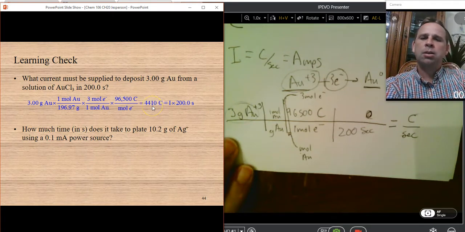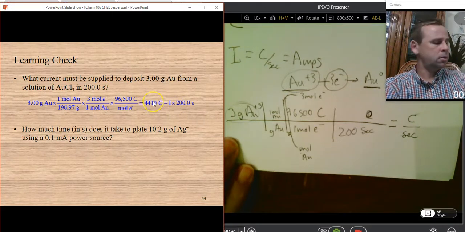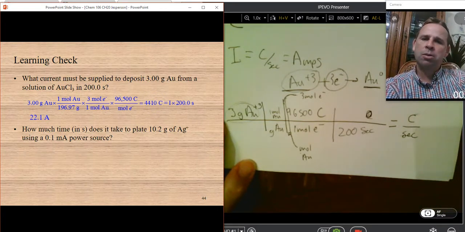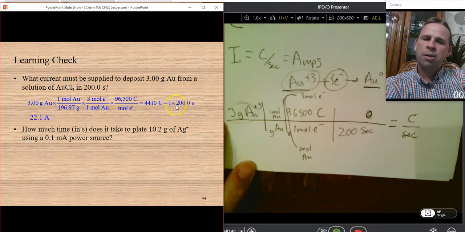That's how many coulombs I need, and current is coulombs per second. Why do we have this multiplied by 200 there? Oh, there it is, 22.1 amps. So I'm taking this 4410 and dividing it by my 200 seconds to get my amps. And that's the question that was asking, what current? And my current is going to be in amps.